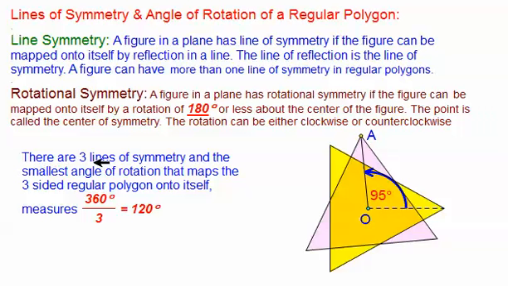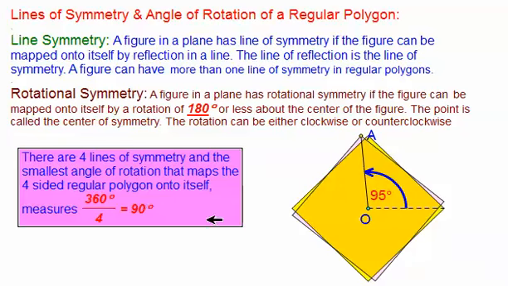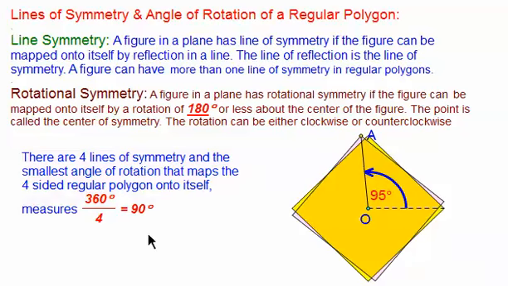If it is a triangle, there are three lines of symmetry because it is an equilateral triangle, and the angular rotation is going to be 360 divided by 3. Likewise, if I have 4, it is going to be 360 divided by 4, which is 90 degrees.